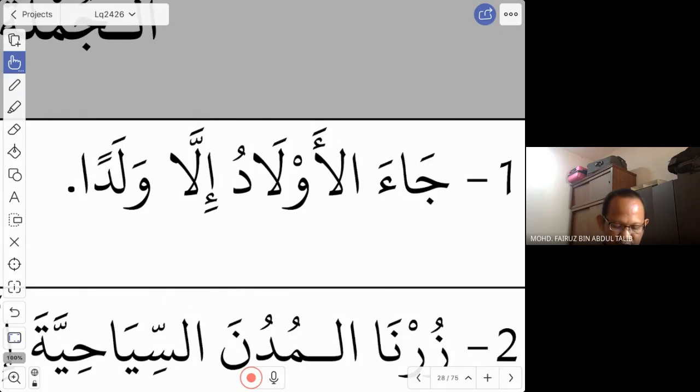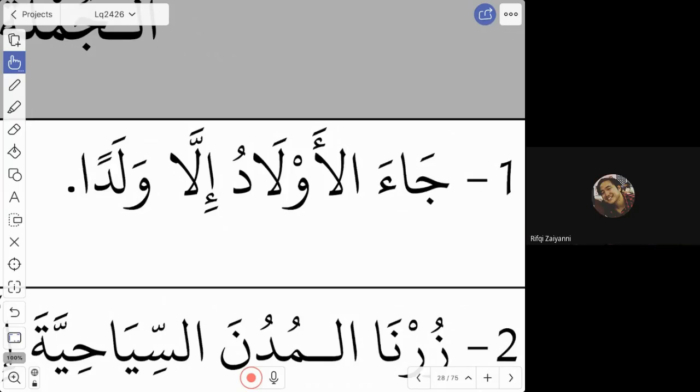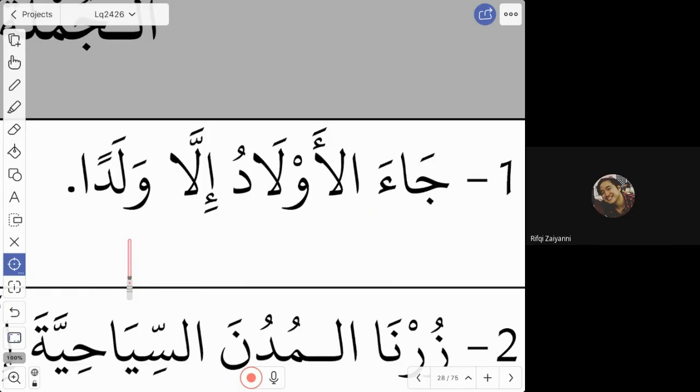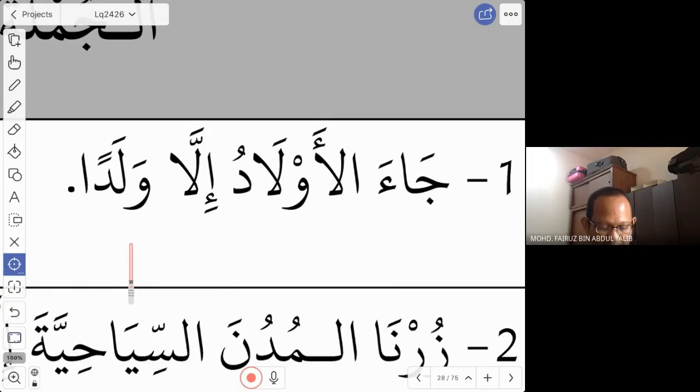All of the children except... All of the children came, except one boy. So the students came, the boys came except one boy. Also, one boy did not come. So the rest, alhamdulillah, they came. So: ja'al auladu illa waladan.